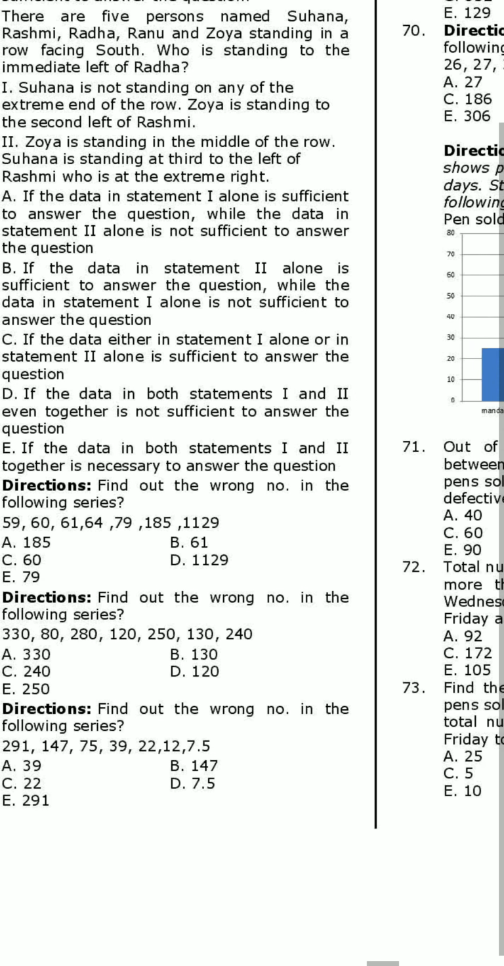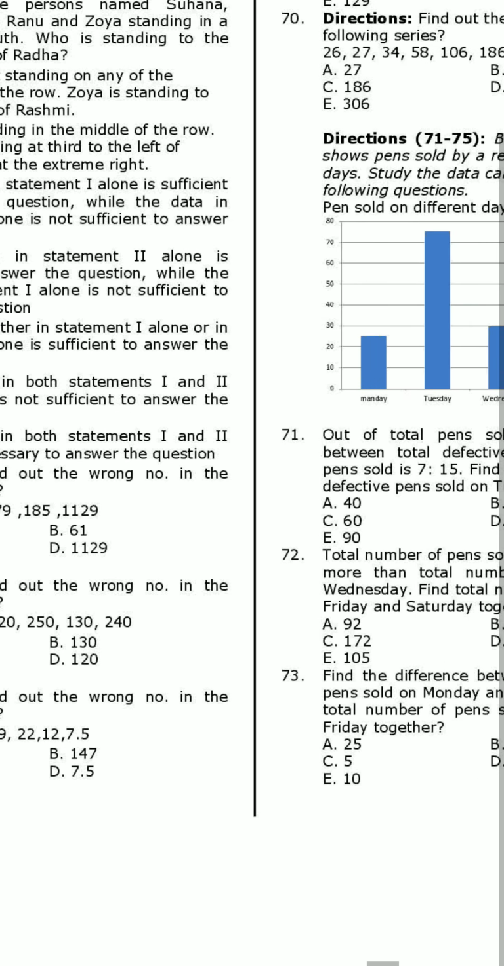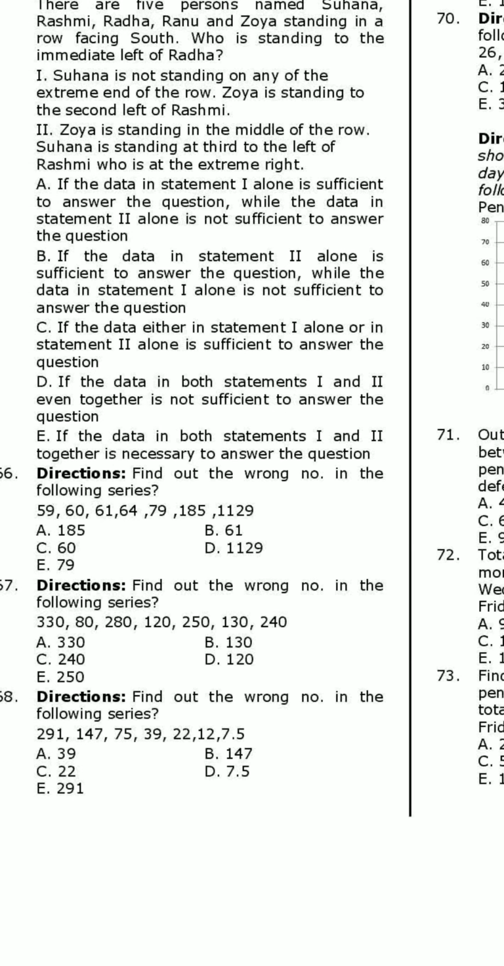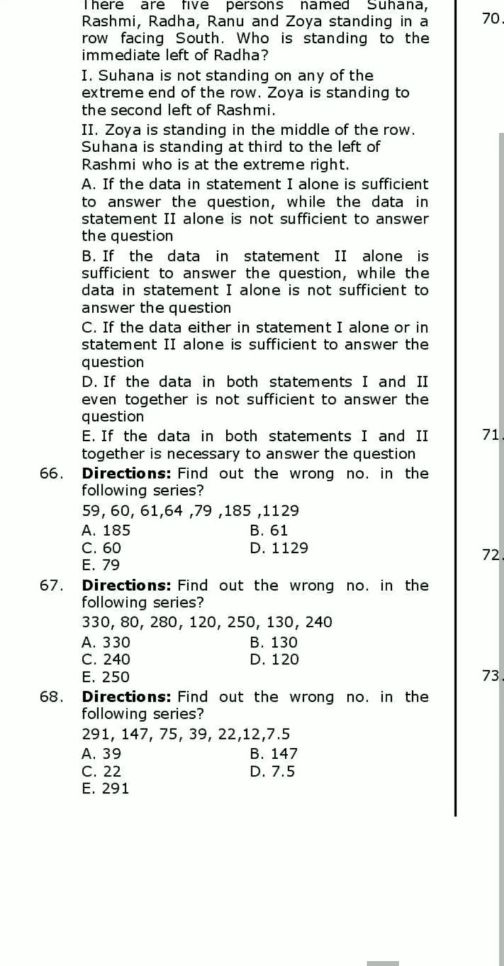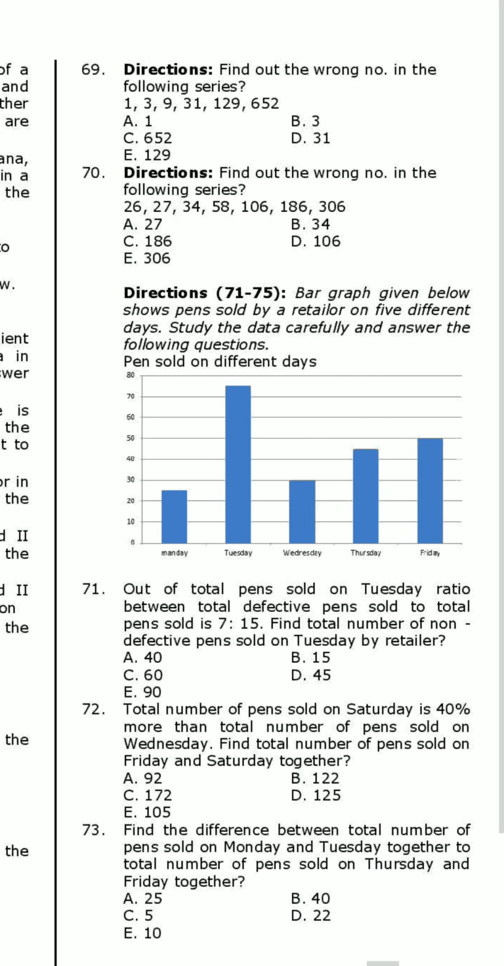Now let's go to the 66 to 70 questions. It's very simple. Find out the wrong number in the following series. In these 5 questions, some series are given and we have to find out the wrong number. Which is the wrong number and why, we have to find just that. So this is basically series, and we have 5 marks based on series. Now let's go to 71 to 75.